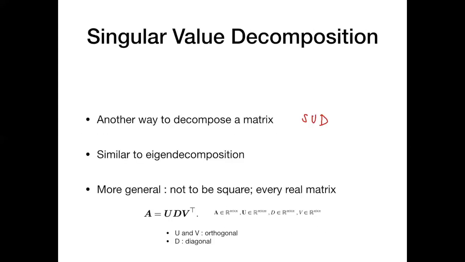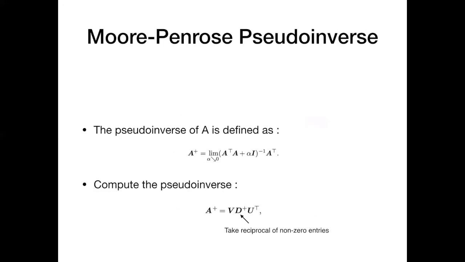Okay, perhaps the most useful feature of the SVD is that we can use it to partially generalize matrix inversion to non-square matrices. You know that matrix inversion is not defined for matrices that are not square. So here we have a pseudo inverse. The definition of the pseudo inverse is very complicated, but we can compute it in this way. This pseudo inverse is denoted as A plus.